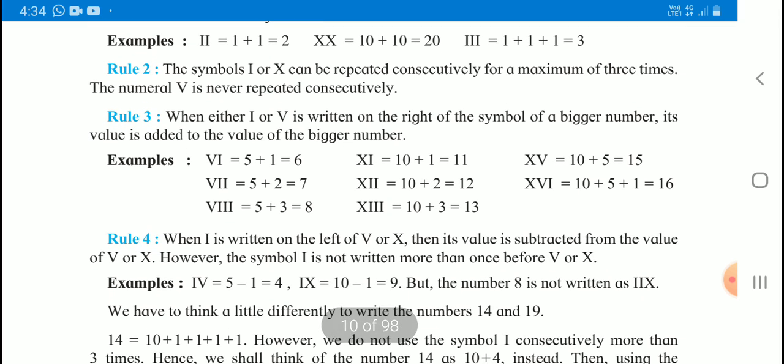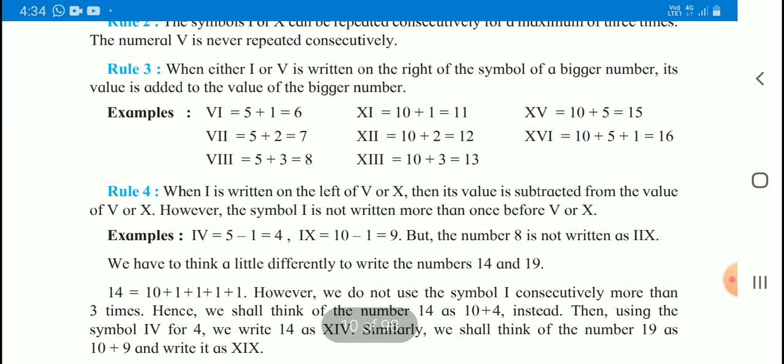Now, rule number second is the symbols I or X can be repeated consecutively for a maximum of 3 times. That we had seen in rule number 1. Now they have given there the numeral V, which we are using for the number 5. It's never repeated consecutively. Means we cannot repeat V.